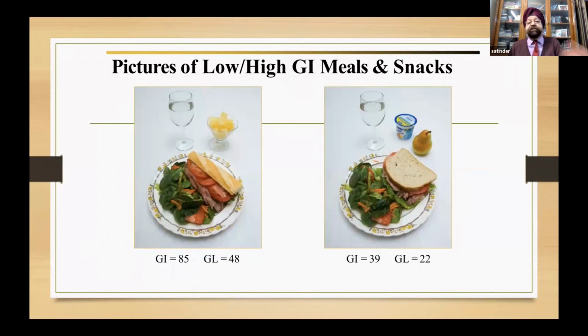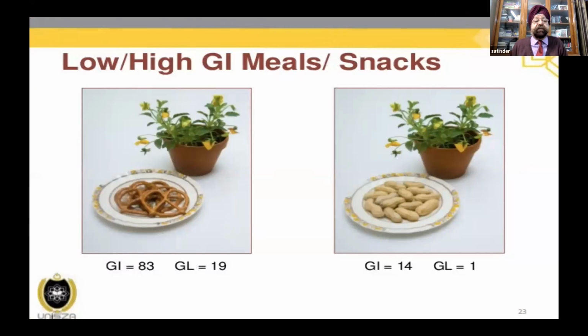Again, the puff is changed to a multigrain bread, and you take pear for those high carbohydrate cups, and that again makes a difference in the GI and the GL. Again, pretzels compared to groundnuts would be an entirely different story. See the difference.